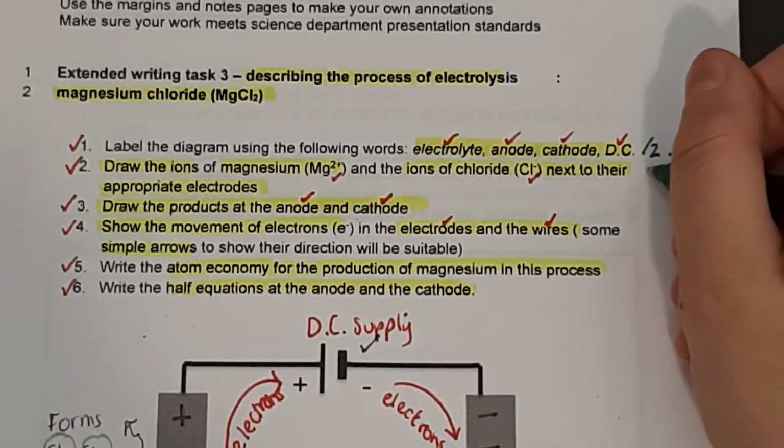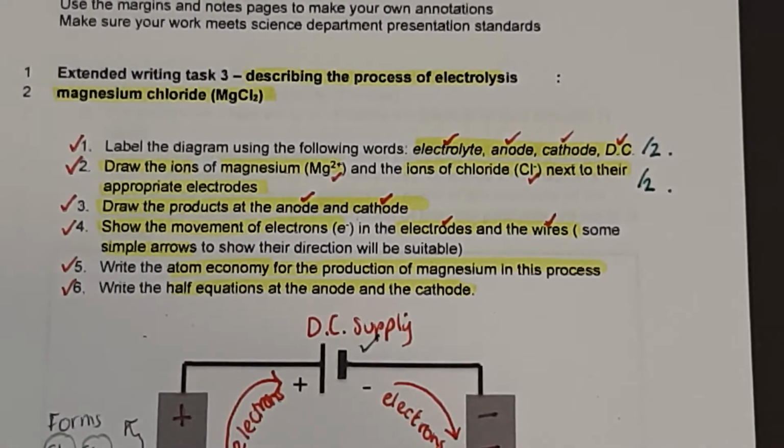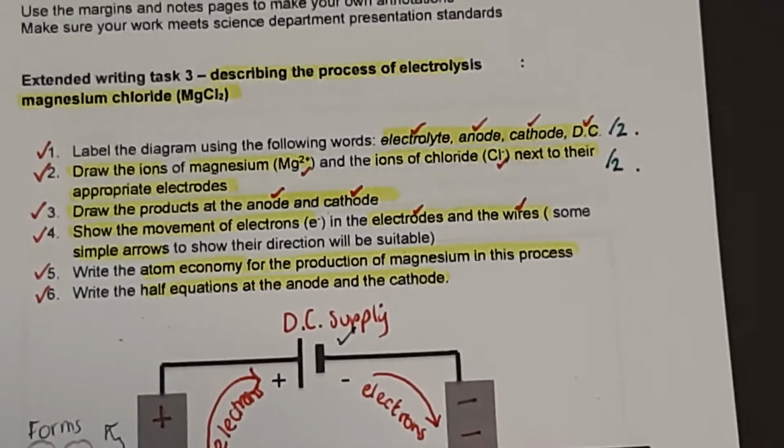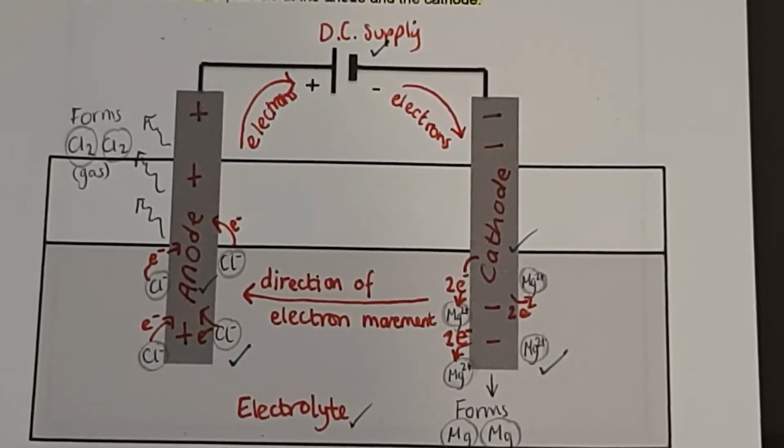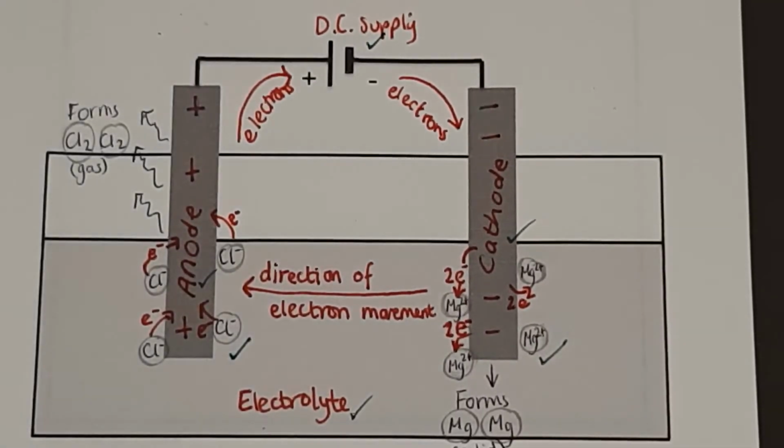So 1 mark for each of those that's correct. So 1 mark for the correct magnesium ions in the correct place, and 1 mark for the chloride ions in the correct place. And they need to be correct ions that you've drawn, so Cl- and Mg2+.